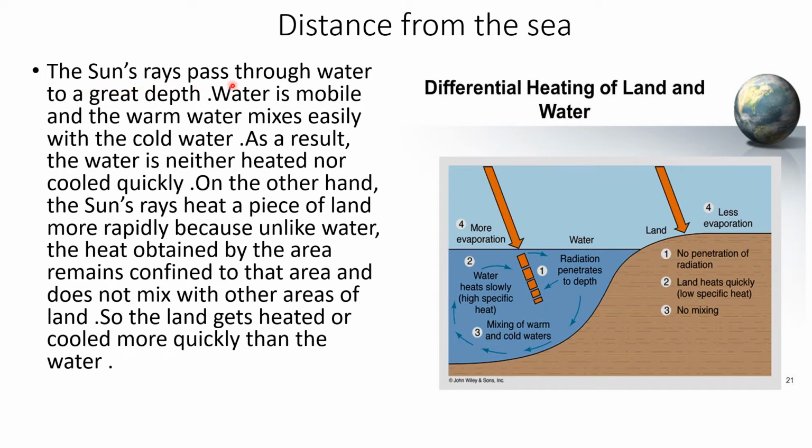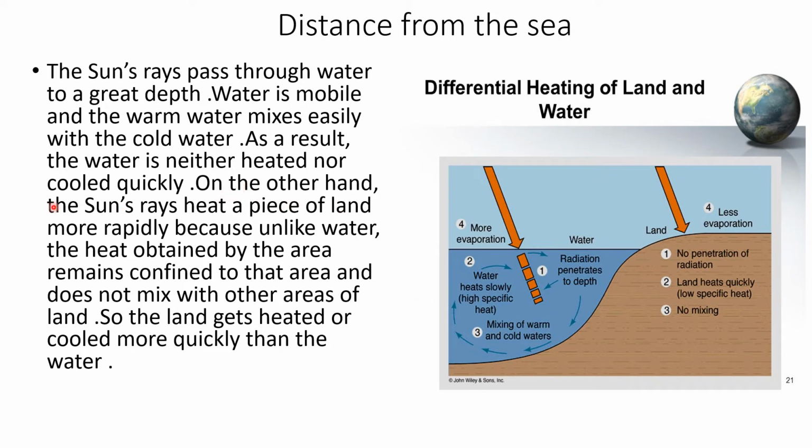The sun's rays pass through water to a great depth. Water is mobile and the warm water mixes easily with the cold water. As a result, the water is neither heated nor cooled quickly. As you can see in this diagram, the radiation is penetrating to greater depths and there is mixing of warm and cold waters. So the water is neither heated nor cooled quickly.